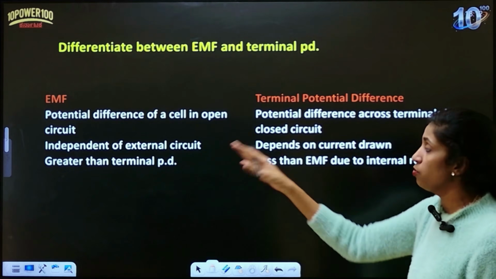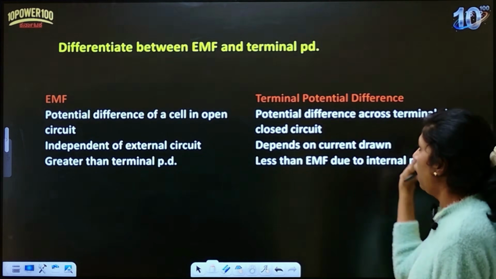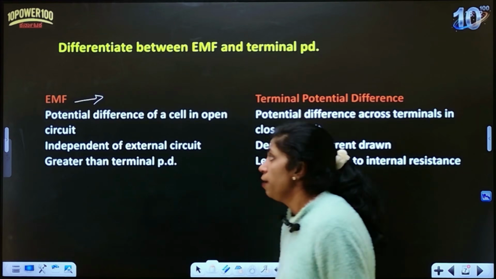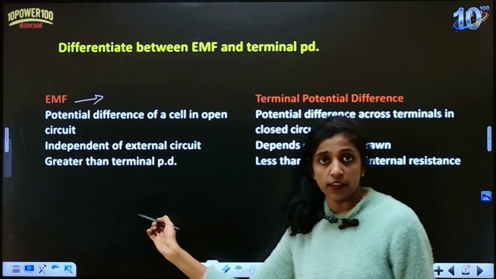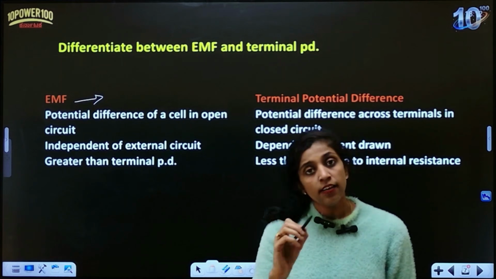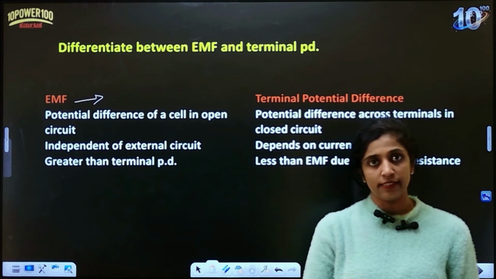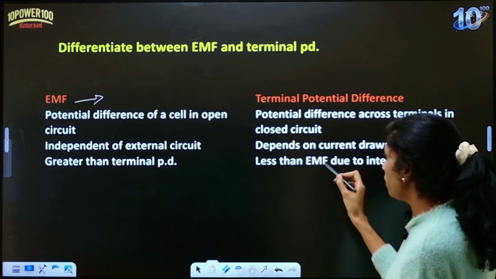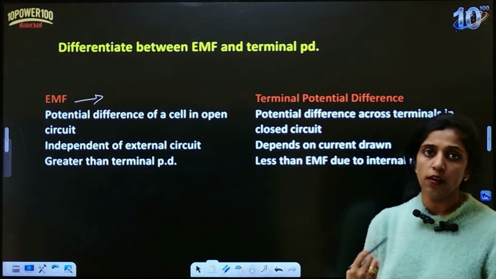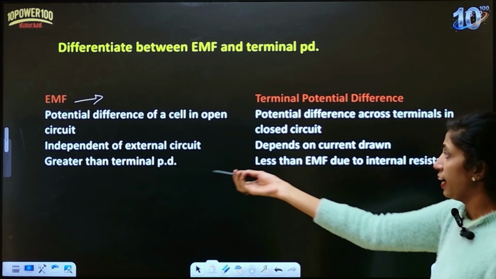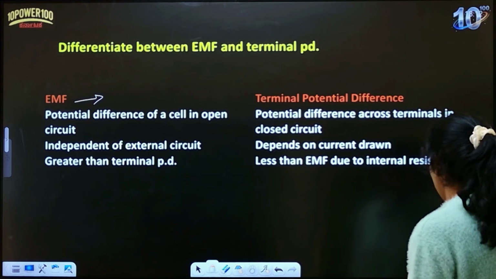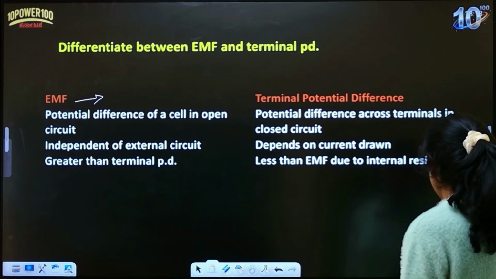So that's the reason we use two different quantities, EMF and terminal potential difference. EMF is electromotive force, and it is independent of the external circuit, because you might have seen we take EMF and internal resistance within the cell, right? So we say it is independent of the external circuit. But terminal potential difference depends on the current drawn from the battery. EMF is greater than the terminal potential difference, whereas terminal potential difference will be less than the EMF. So these are the small differences.